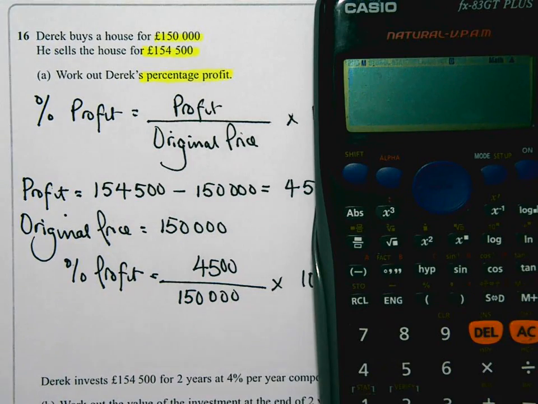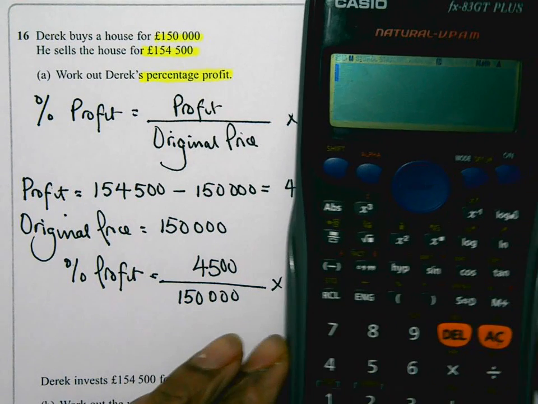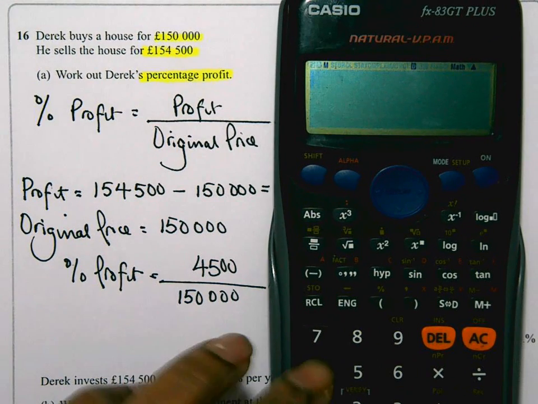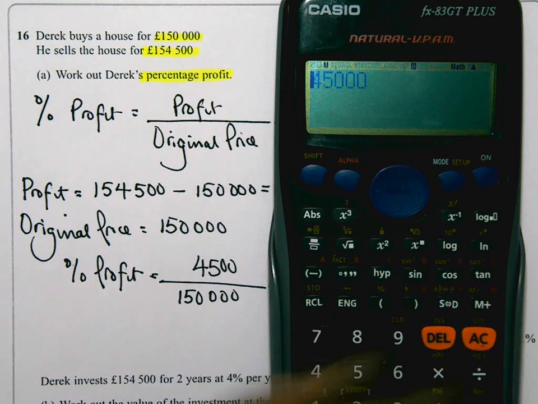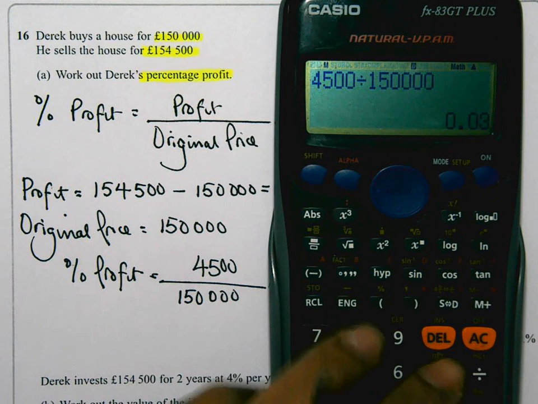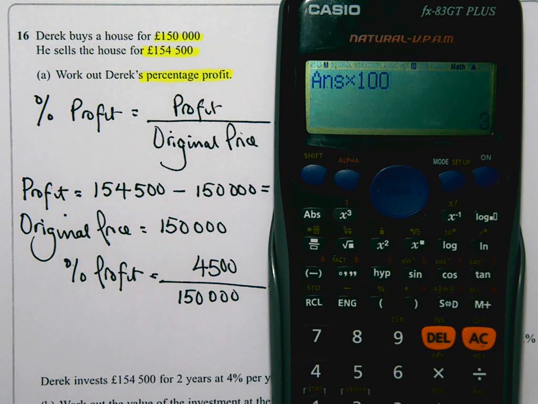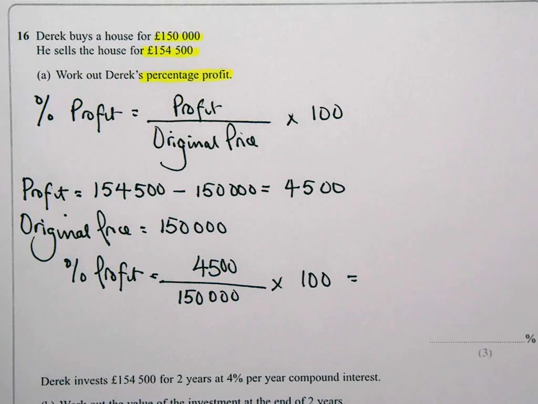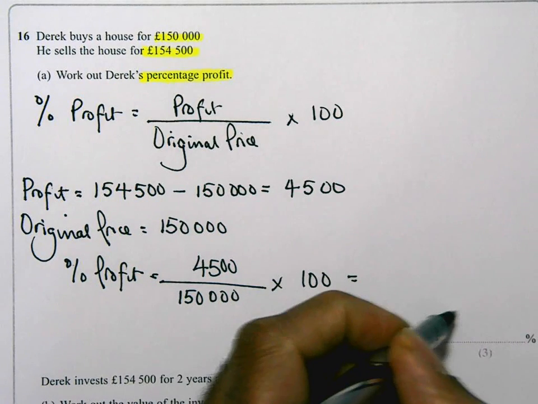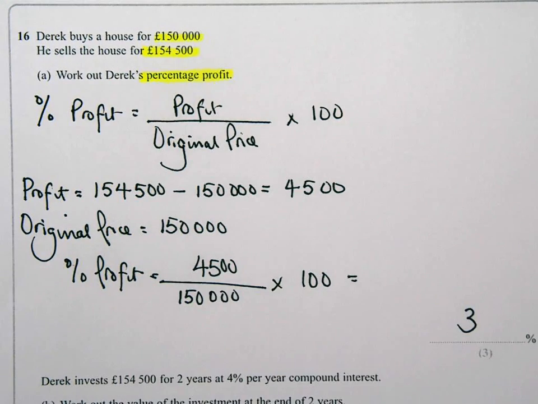So just clear this, make sure we could see it all. Okay, so 4,500 divided by 150,000, that's equal to 0.03, times that by 100, and that's going to give me 3. And what that means is that the percentage profit that he made was 3%. He made 3% profit on the sale of his house.